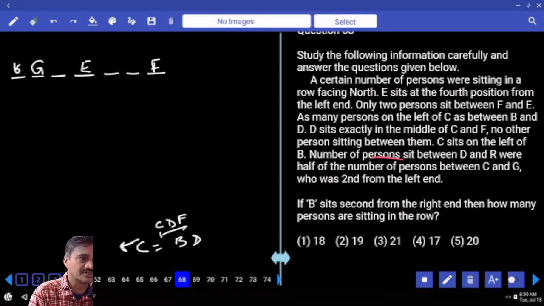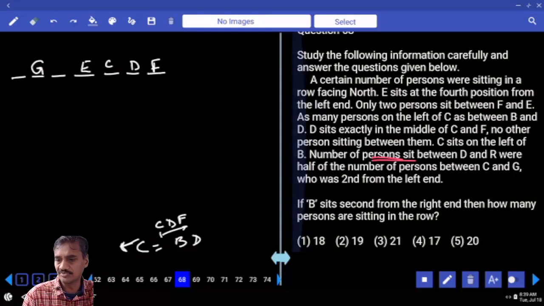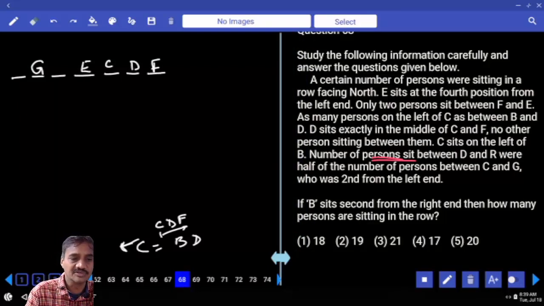Are you getting this point or not? And if C, D and F are together, then what are the different possibilities we have? Now C is here, D is here, F is here, and that is one such case. And next one, the number of persons sitting to the left of C equals the number of persons in between B and D.